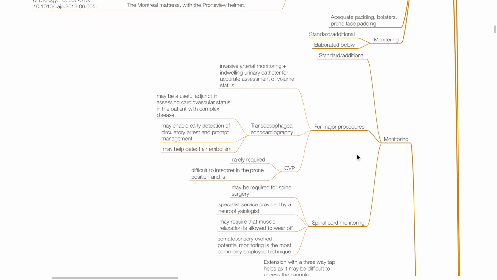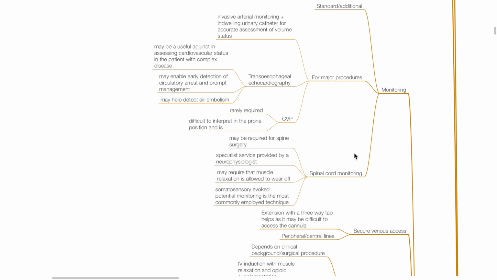For major procedures, include standard monitoring, invasive arterial blood pressure monitoring with indwelling urinary catheter for accurate assessment of volume status. Transesophageal echocardiography may be a useful adjunct in assessing cardiovascular status in a patient with complex disease. TOE may also enable early detection of circulatory arrest and prompt management and may help detect air embolism. CVP is rarely required. CVP is difficult to interpret in a prone position.